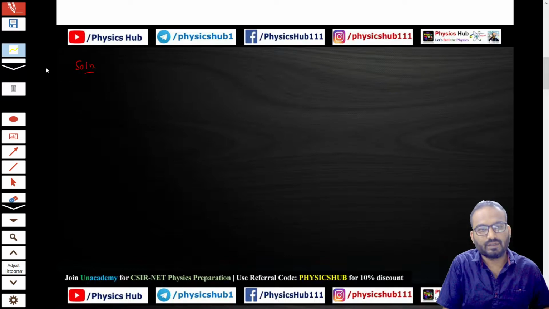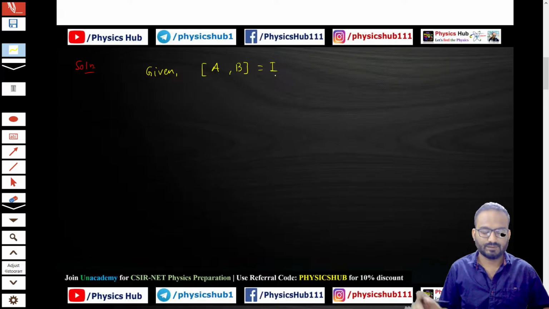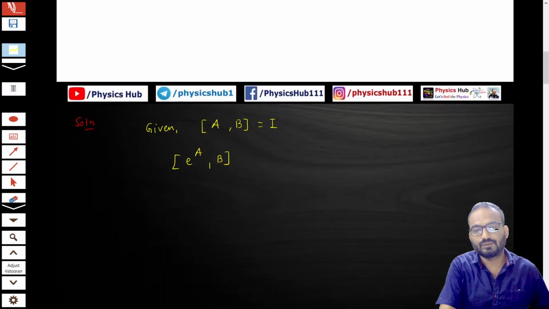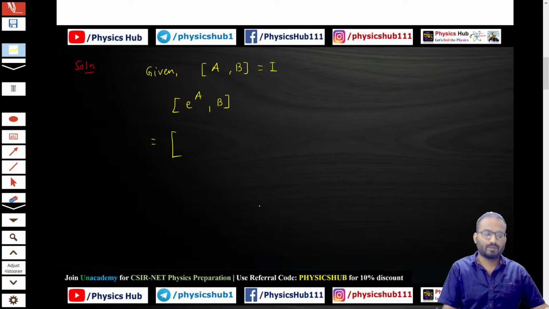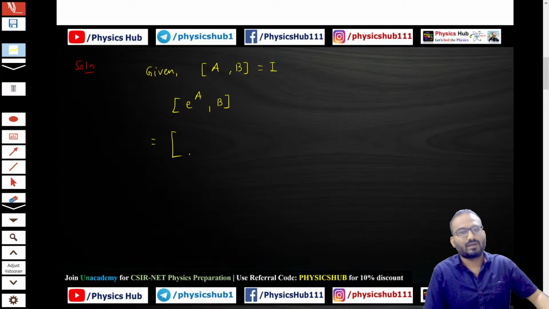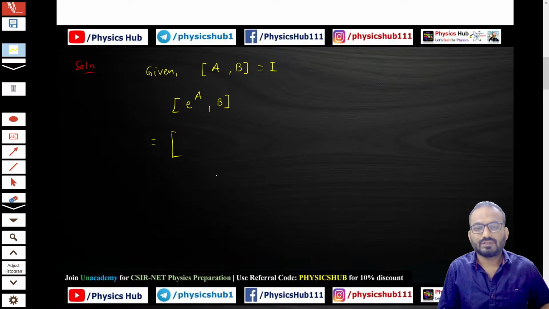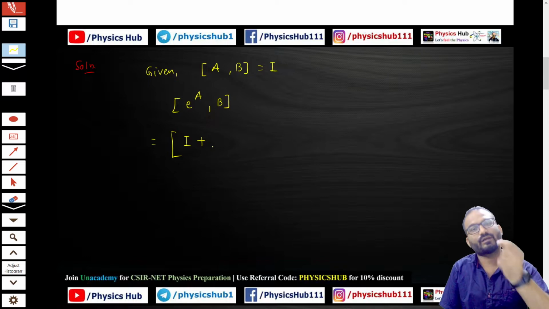This is the solution. First of all, what is given? You are writing the commutation of these two operators, [A, B], is giving you an identity operator I. That's it. And if we write [e^A, B], which we have to find out, in the first step you can just expand this e to the power A. We cannot write 1 because everything here is a quantum mechanical operator. So instead of 1, we'll write I. So I is the replacement of 1.